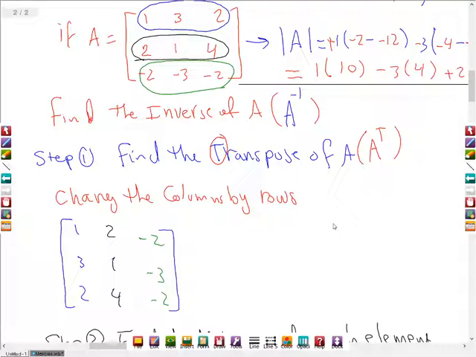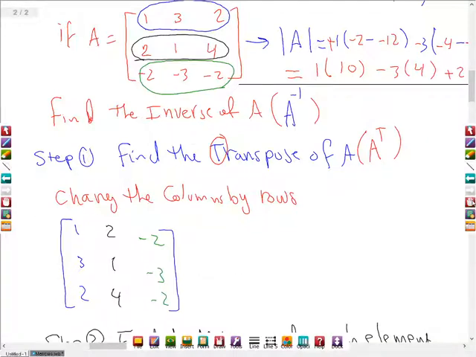We need to find the transpose of the matrix. I give it the letter T, transpose of the matrix A, which is A to the power T. We need to find the transpose of the matrix A. Okay, look at what I did.